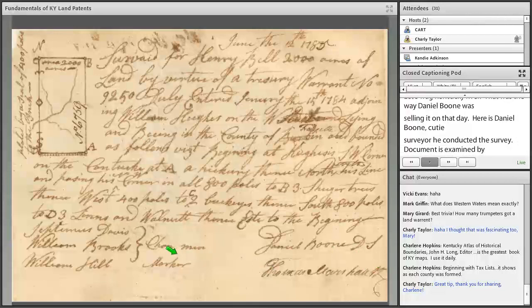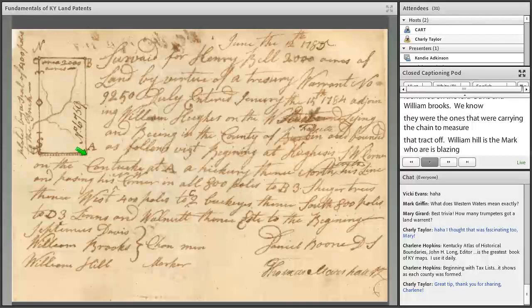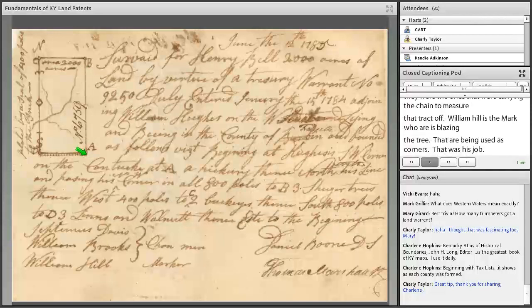The chainmen are identified on the left, Septimus Davis and William Brooks. We know they were the ones that were carrying the chains to measure that tract off. And then William Hill is the marker who's placing the trees that are being used as corners. That was his job. Sometimes on these drawings, you will see little footprints and talking about the road into Kentucky.